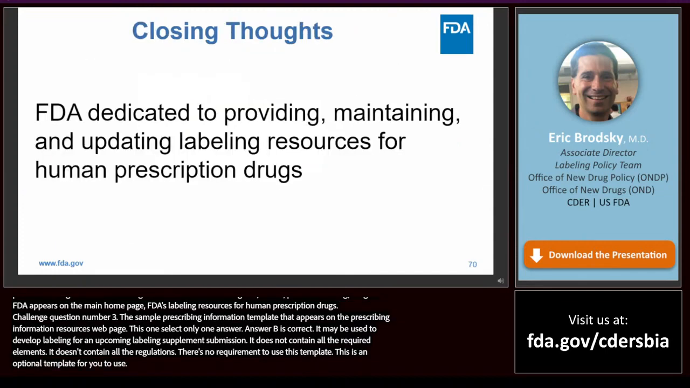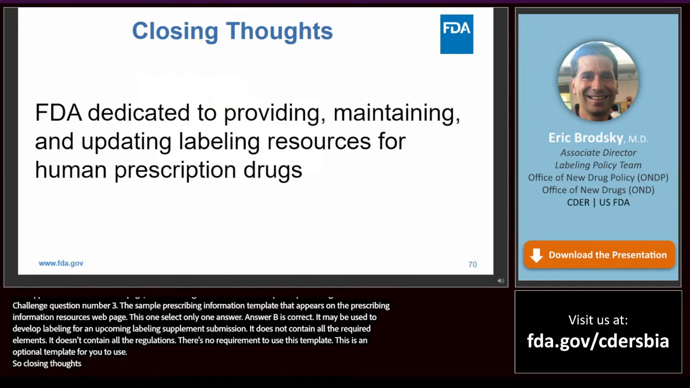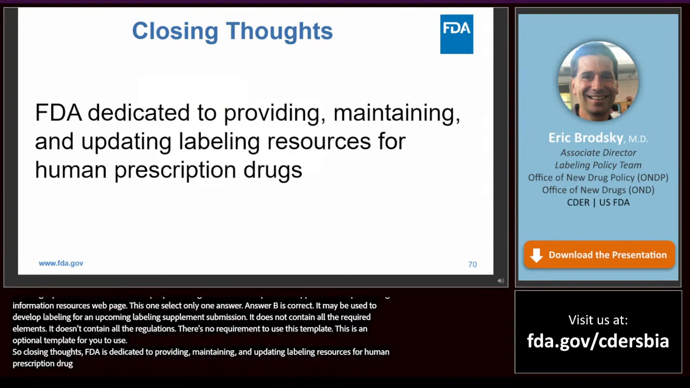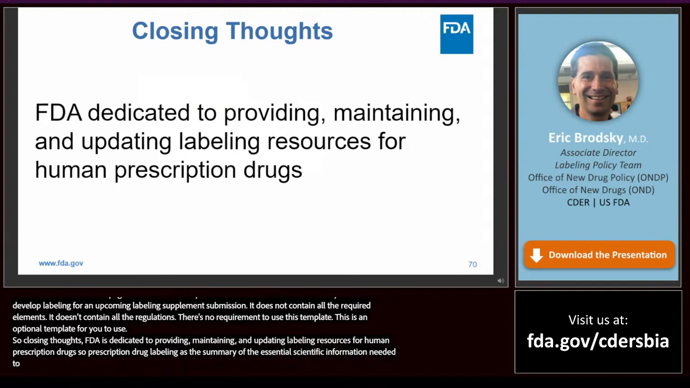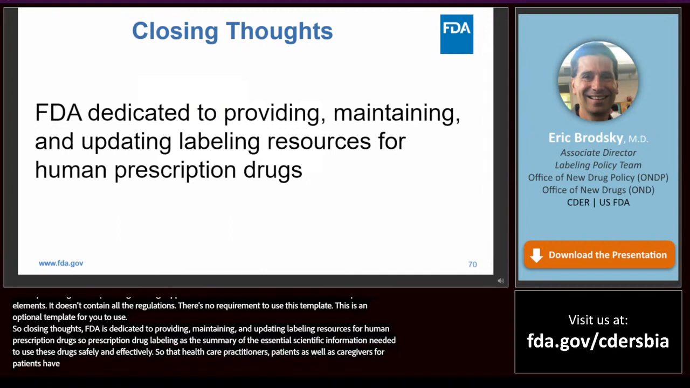So closing thoughts, FDA is dedicated to providing, maintaining, and updating labeling resources for human prescription drugs so that prescription drug labeling has a summary of the essential scientific information needed to use these drugs safely and effectively, and so that healthcare practitioners, patients, as well as caregivers for patients have accurate, up-to-date, useful, well-written information about prescription drugs.